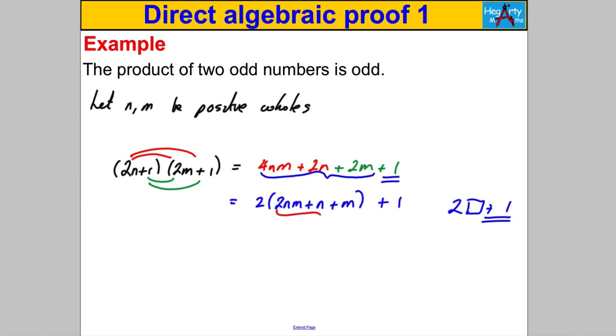Now this thing here is certainly a positive whole number because n and m are. So if you add n and m and you add it to 2 times nm, that's certainly a positive whole number. So this is of the form of an odd number, and therefore the product of 2 odds is odd.